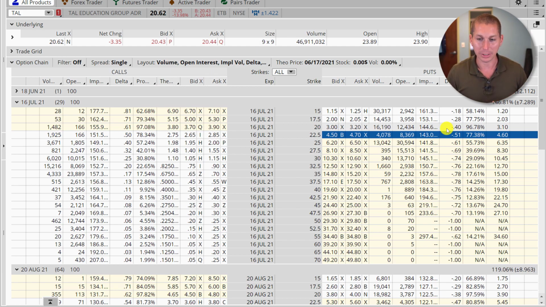Well, in this one specifically, if we look at the 40 delta option on the 20 put here, that's a 40 delta. If we look at the equivalent on the call side, that 40 delta is all the way at $25. So the stock traded or closed at $20.62. This is nearly $4.50 out of the money compared to its equivalent, which is 60 cents out of the money.